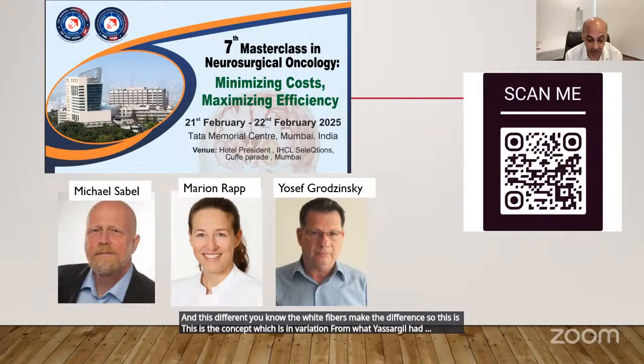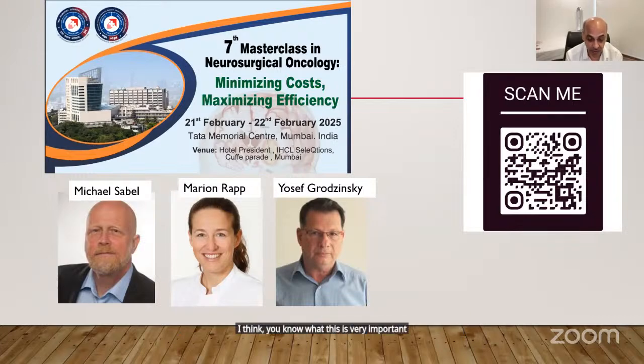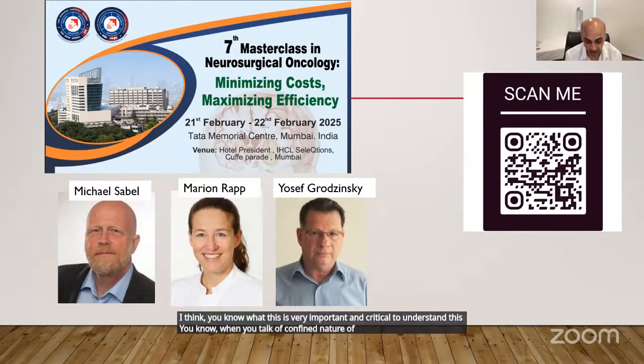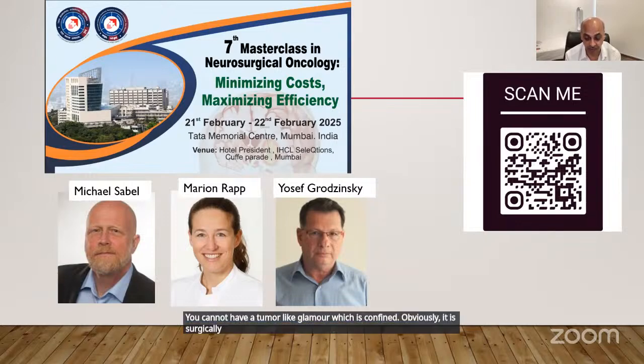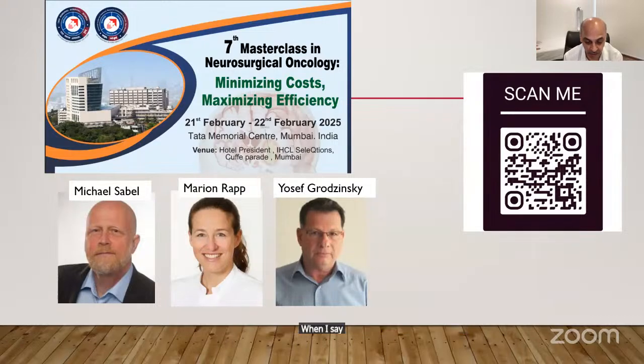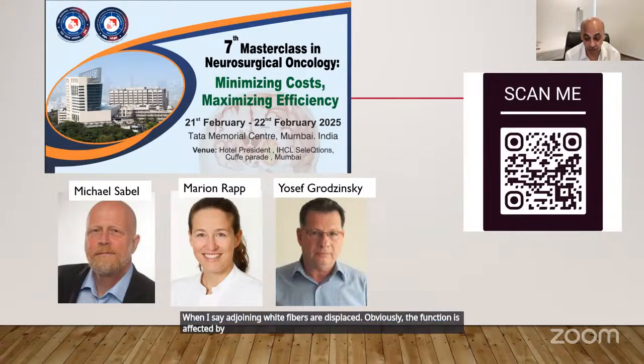I think this is very important and critical to understand. When you talk of the confined nature of gliomas, you see, gliomas are a cancerous tumor. You cannot have a tumor like glioma which is confined. Obviously, it is surgically confined. You can get a plane of dissection surgically, but the cells go here and there. When I say adjoining white fibers are displaced, obviously, the function is affected by displacement and distortion, but also there is some kind of destruction of the adjoining white fibers.